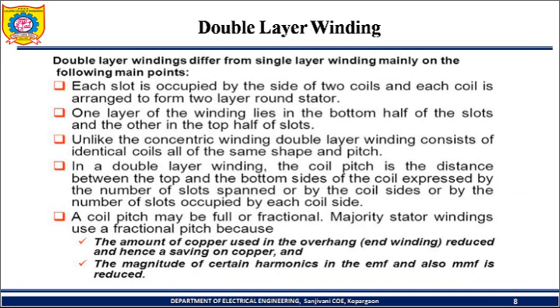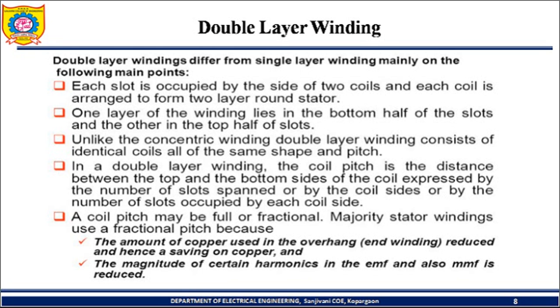Double layer winding differs from the single layer winding mainly on the following points. Each slot is occupied by two sides of a coil. Each coil is arranged to form two layers round the stator. Concept clear? One layer of the winding lies in the upper half, another in the downward half. Unlike the concentrated winding, double layer winding consists of identical coils, all of the same shape and pitch. Short pitch, and all are in short pitch.